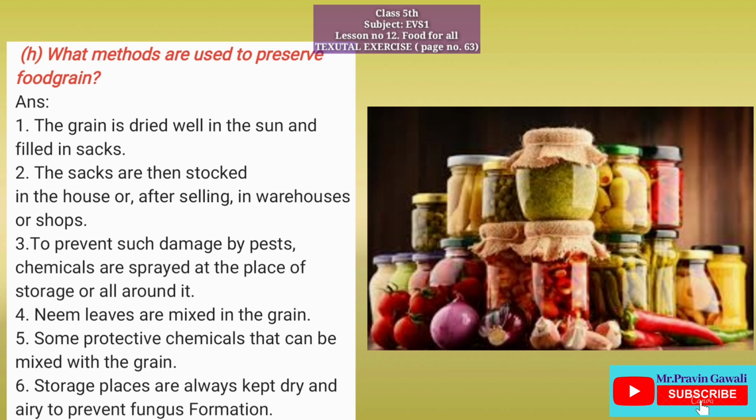Next question. H. What methods are used to preserve food grains? The answer is 1. The grain is dried well in the sun and filled in sacks. 2. The sacks are then stocked in the house or after selling in warehouses or shops. 3. To prevent damage by pests, chemicals are sprayed at the place of storage or all around it. 4. Neem leaves are mixed in the grain. 5. Some protective chemicals can be mixed with the grain. 6. Storage places are always kept dry and airy to prevent fungus formation.